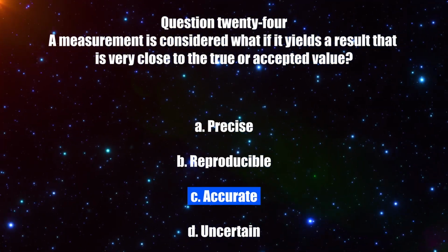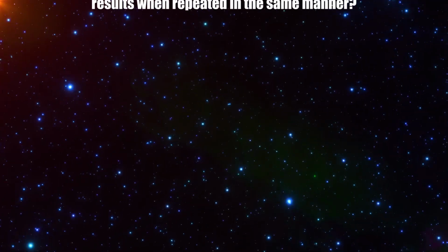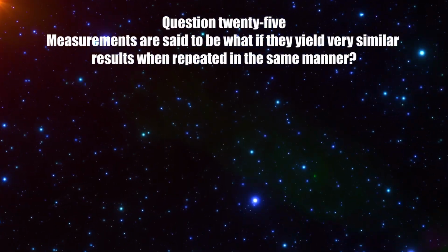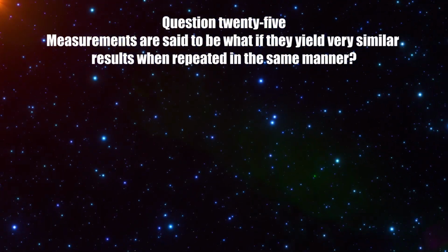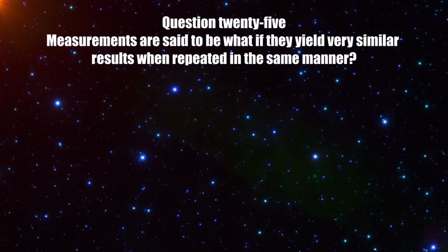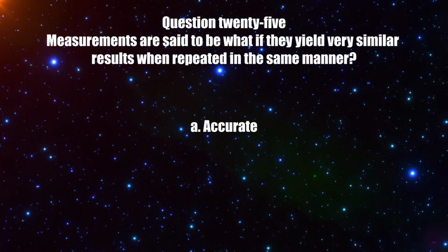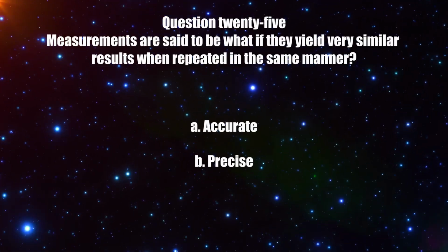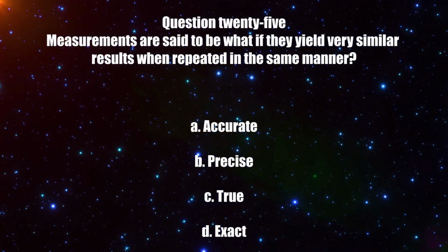The correct answer is C. Accurate. Question 25. Measurements are said to be what if they yield very similar results when repeated in the same manner? A. Accurate. B. Precise. C. True. D. Exact.